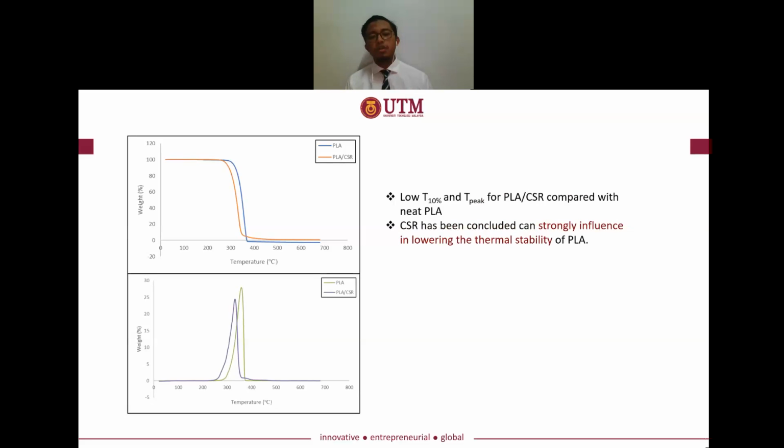When we compare the effect of caustic rubber in thermal analysis, we see that PLA-CSR have a lower T10% and Tp compared with neat PLA. This is because caustic rubber has been concluded to strongly influence the lowering of the thermal stability of PLA.